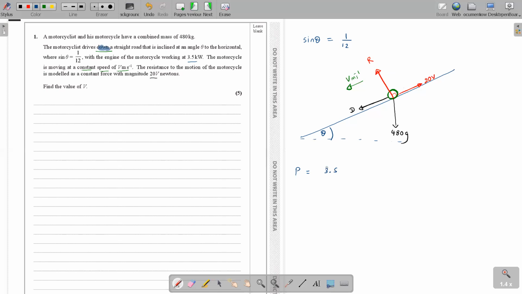So we don't work with kilowatts. So 3.5 into 1000 watts, which means 3500 watts is what you have here. Your power is 3500 watts. Okay, so we are done.